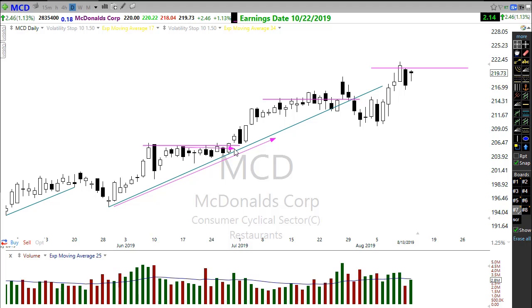Okay. So let me ask you here, if you jumped a little bit early and bought this stock here, would you have lost money on this trade? No. If you bought that stock here, would you have lost money on that trade? No.